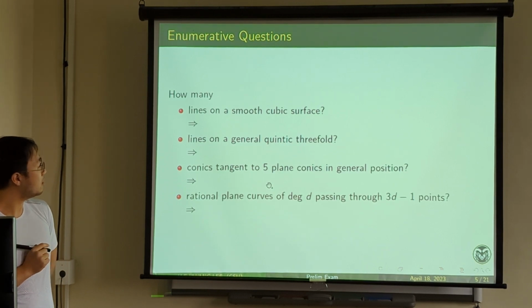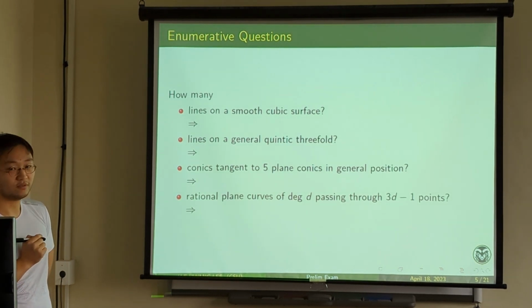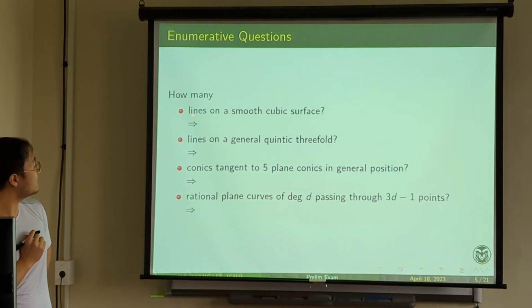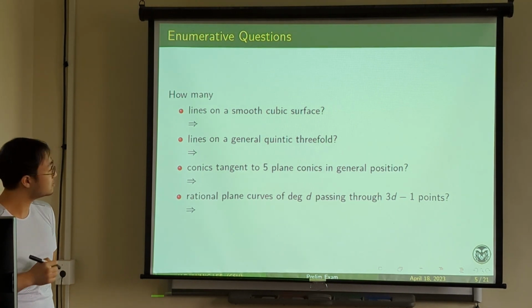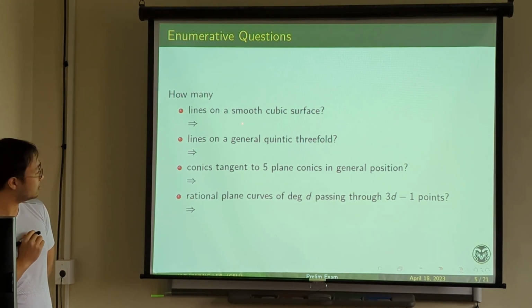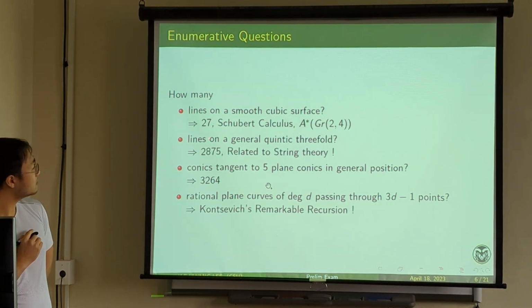Here are more questions in enumerative geometry. They start from: how many lines are on a smooth cubic surface, lines on a general quintic threefold, conics tangent to 5 plane conics in general position, and rational plane curves of degree d passing through 3d minus 1 points. These all 4 questions have specific stories.